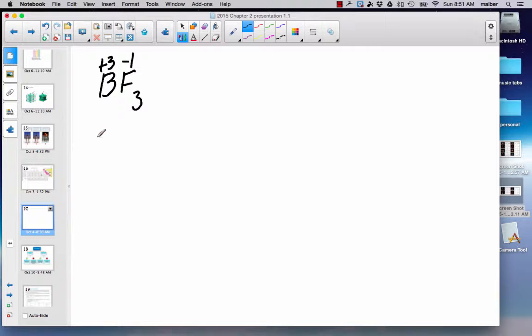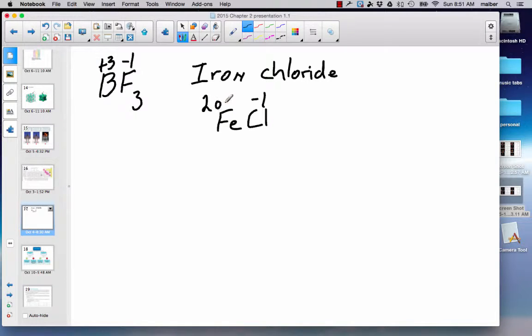Let's say that for whatever reason, you're told that you need to write the formula for iron chloride. And so you say, okay, I'll try that. So here we go. There's iron, and there's chloride. I know this much, but then I've got a problem because the iron can be either 2 or 3. So you're missing some information that you need.